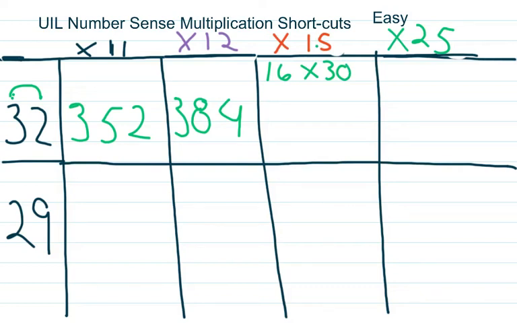Now, you're not going to write this down on the number sense test. This is what you're going to think in your head. You're going to half 32, which is 16, and you're going to double the 15, which is 30. 30 times 16 is 480. Easier.